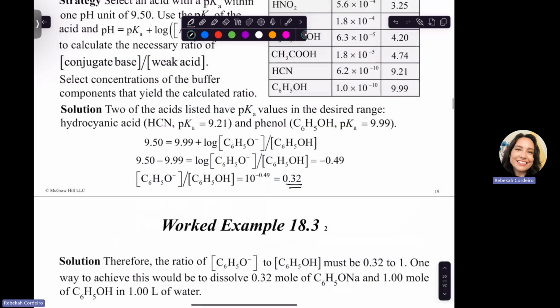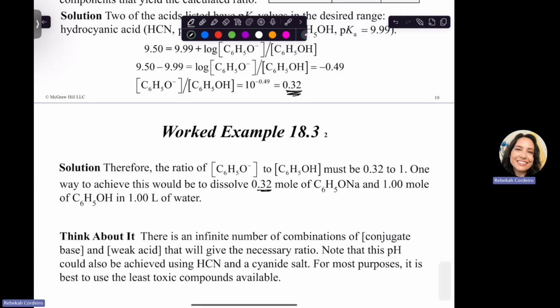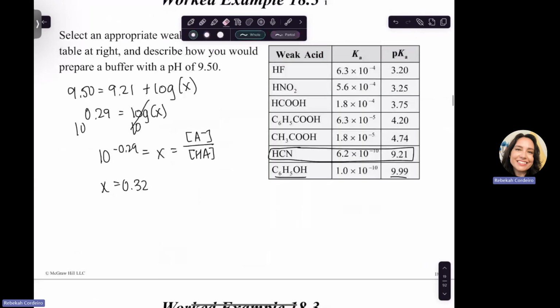So what do we do with that? So now that we know the ratio is 0.32, we could say 0.32. Oh, that's not right. They used a different one, so I can't say that one. 10 to the negative, wait, why did I do negative? 10 to the positive 0.29. I'm just so used to doing the pH. I get 1.94, 1.95 probably if I round, equals the ratio between A minus to HA.